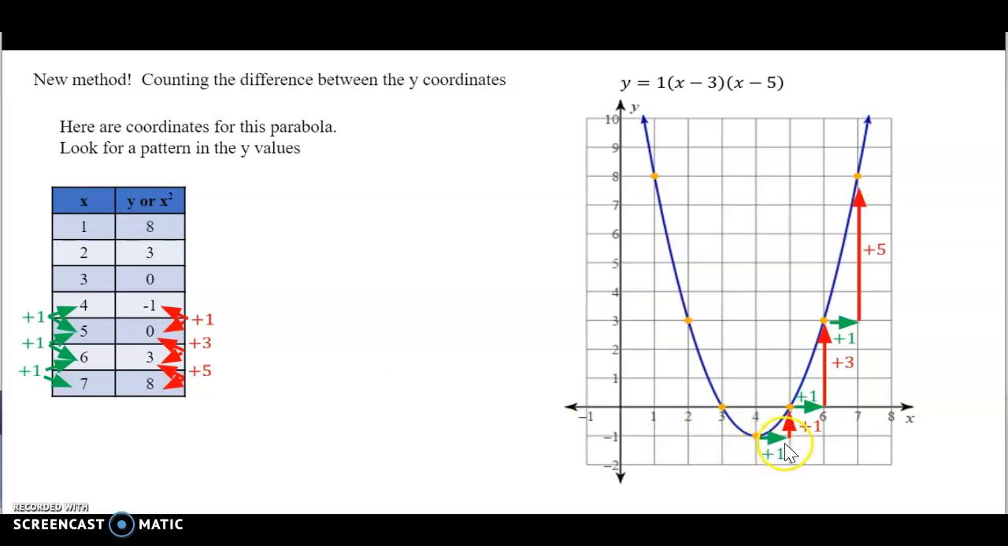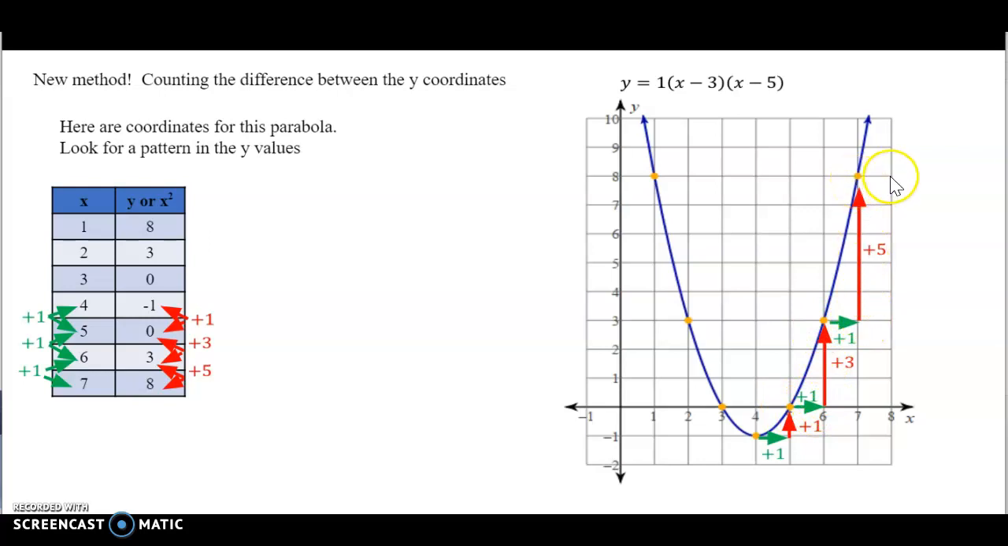When x increased by 1, y increased by 1. But next, when x increased by 1 again, y this time increased by 3. When x increased by 1 the next time, y is increasing by 5. So this stepping method helps you just plot it and then go from there instead of going back all the way to the vertex. Just going from here, and this time 1, 3, and 5.